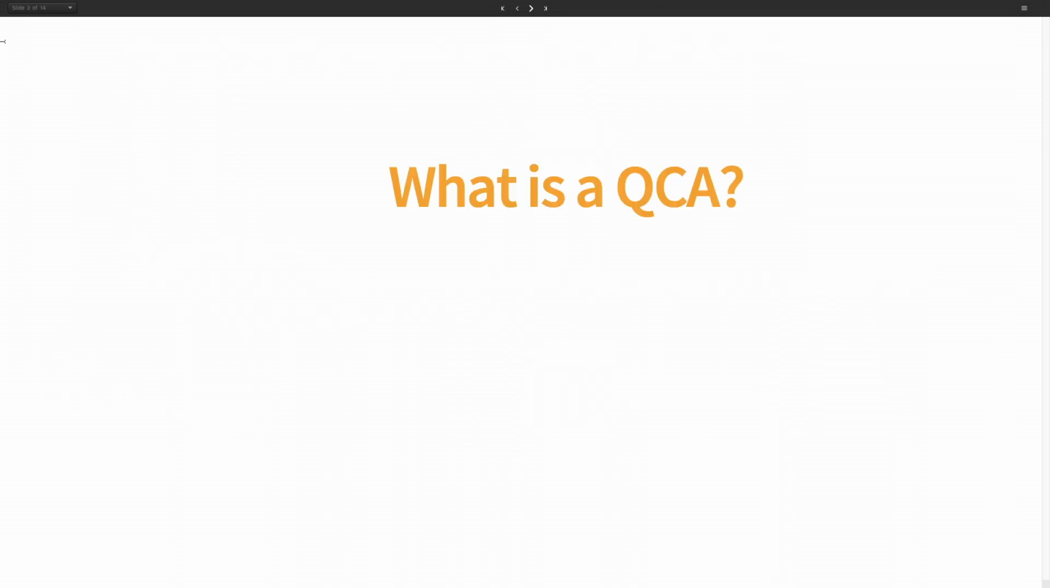Okay, so what is a QCA, a quantum cellular automata? Just like a classical CA where you have logical gates applied onto classical bits, in a quantum CA you have quantum gates applied onto quantum bits, or qubits. In my model, I evolved a tensor product of qubits, and I use unitary operators to evolve that tensor product.